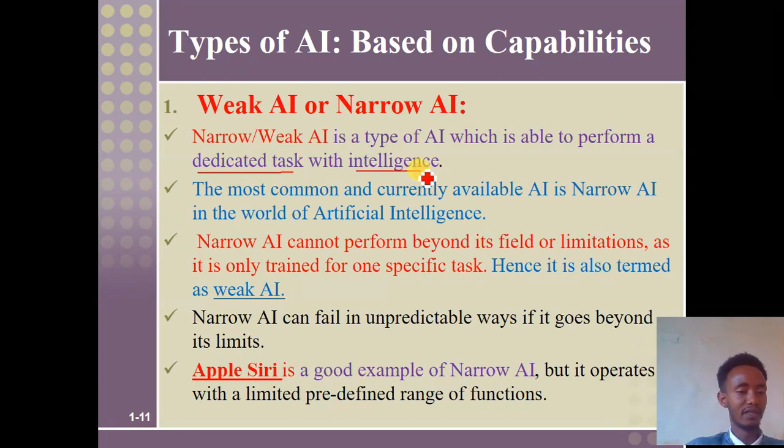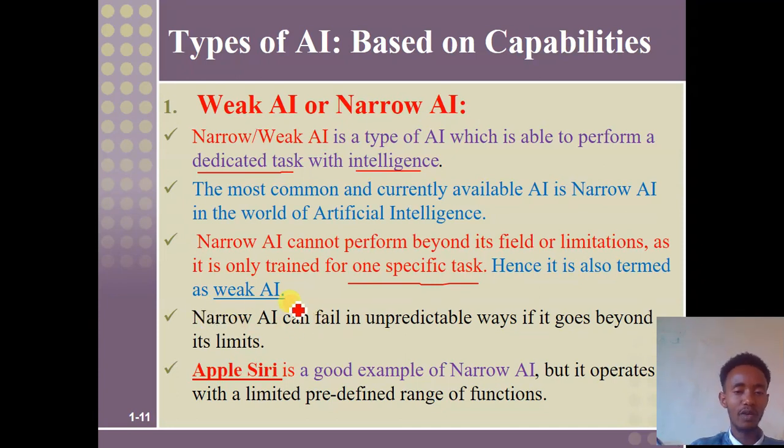So narrow artificial intelligence cannot perform beyond its field or limitations. It is only trained for one specific task. Hence, it's also termed as weak.